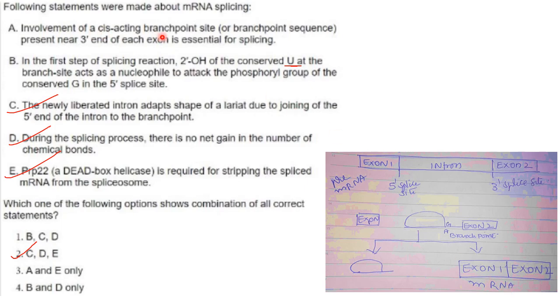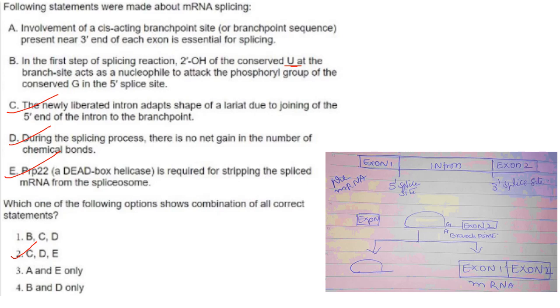This is what is happening in mRNA splicing. So involvement of cis-acting branch point or branch point sequence present near 3' end of each exon is essential for splicing. It is not essential. The branch point site is on the intron. See this figure over here, it is in the intron. So the first statement itself is not correct. They have asked for all correct statements. So A is not correct. So option 3 is also not correct. Okay, we will see the others.